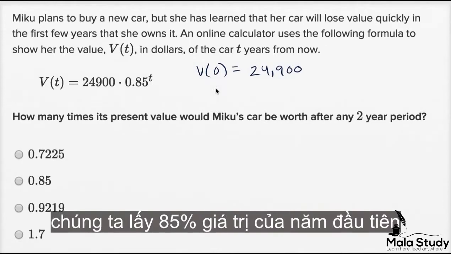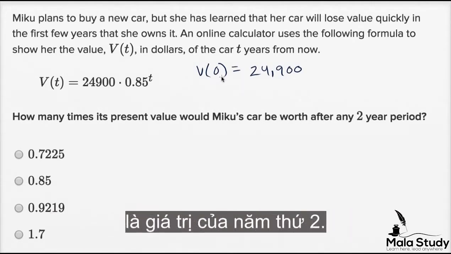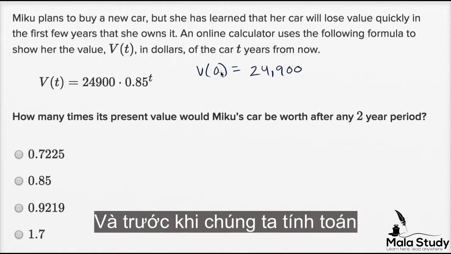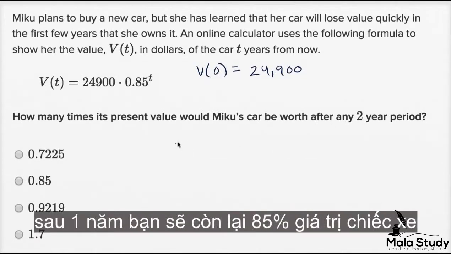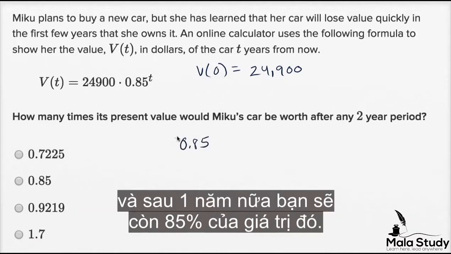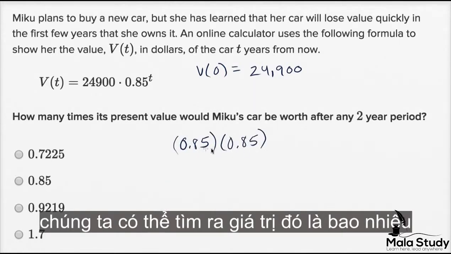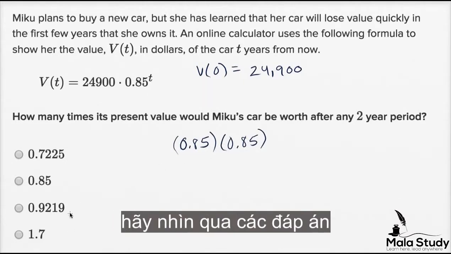After 2 years, we're going to take 85% of its value for the first year and then 85% of that for the second year. One way you could say it is, after a 2-year period, after 1 year, I'm going to retain 85% of my value. And then after another year, I'm going to retain 85% of that. And we could calculate what this is. But before we even do that, let's look at the choices.